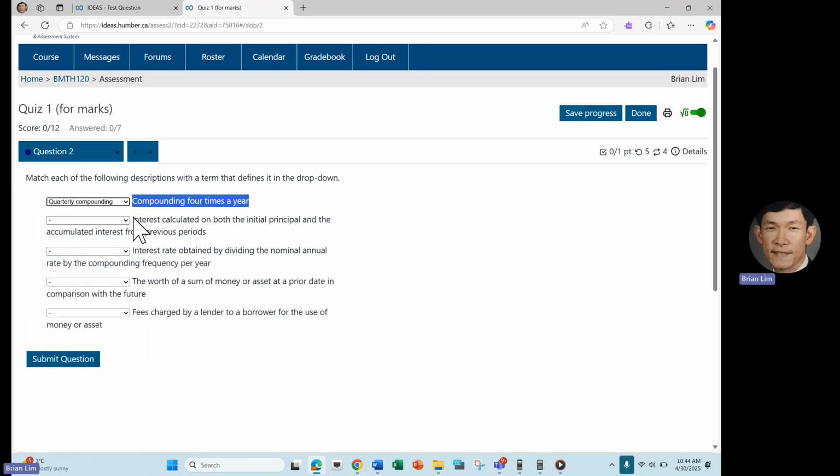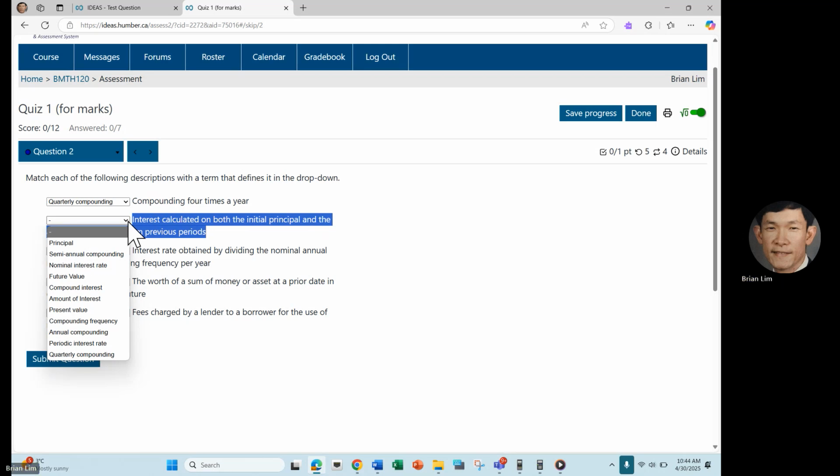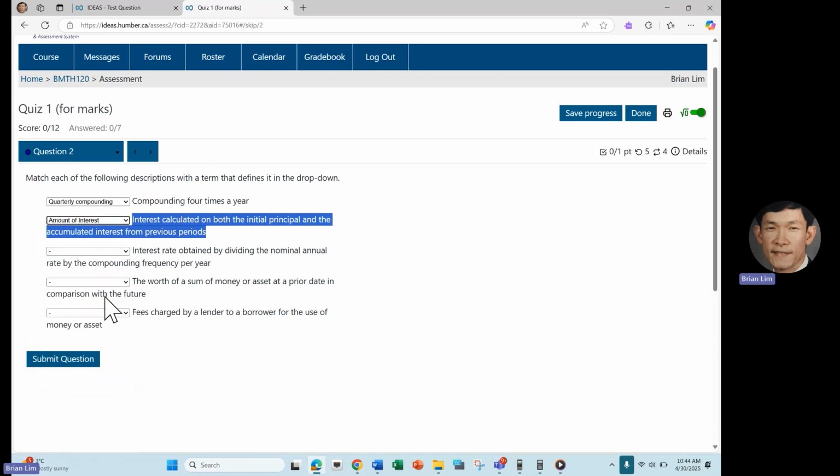Okay, interest calculated on both the initial principal and the accumulated interest from previous periods. Now we might want to select which one. Well, we might want to say that it's the amount of interest.